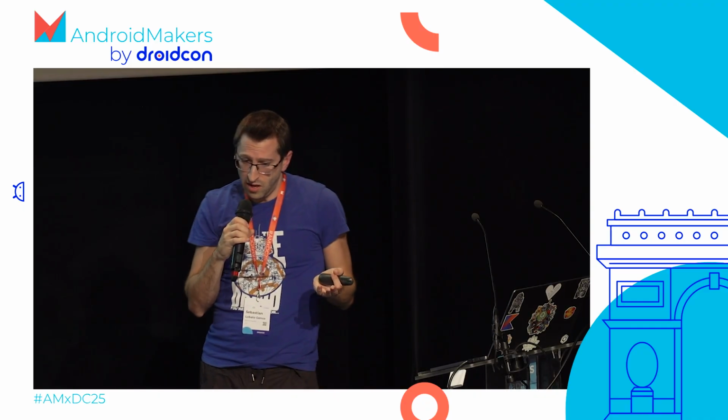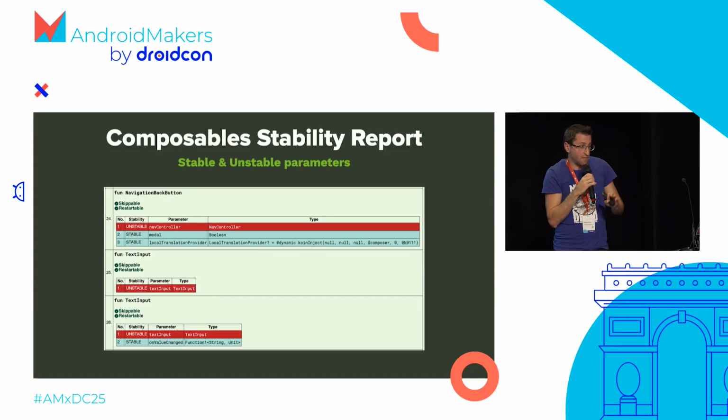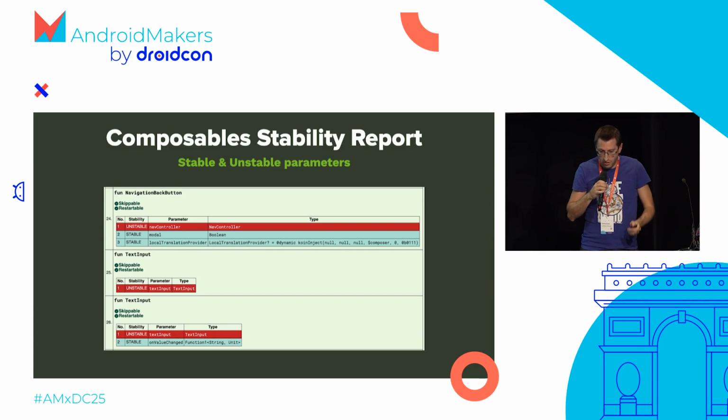So for the first one, we have a nav controller that is actually unstable, but it's not from us. It's Compose navigation nav controller. It's definitely not a data class, I know for sure. I have no idea about all the complex internals that it has, but yeah. Looks to be unstable. Okay, we need it. I trust you. I'm not going to touch it.